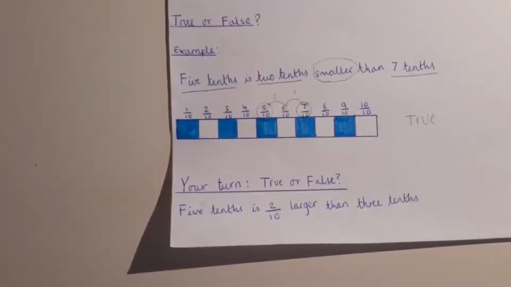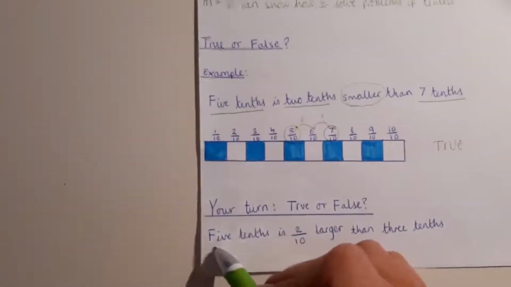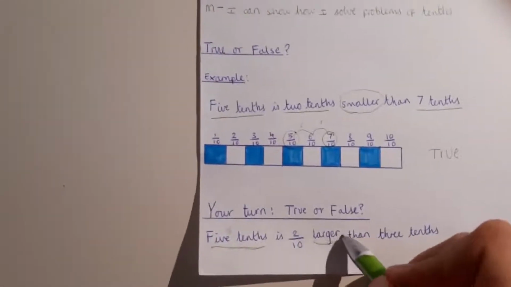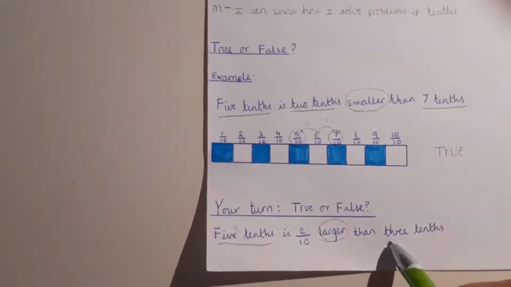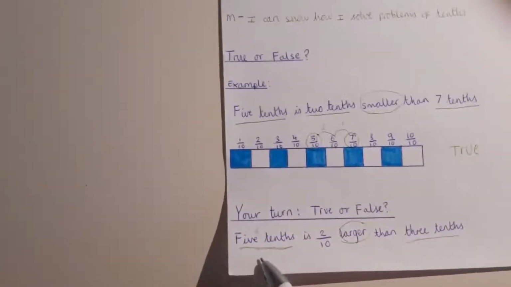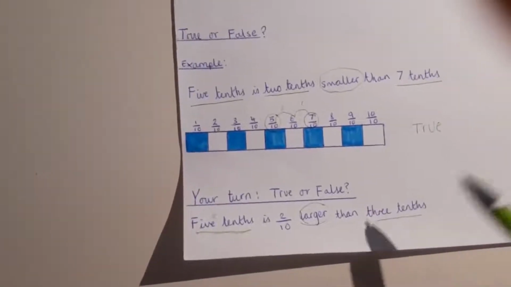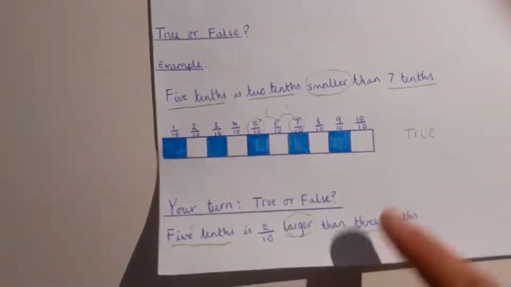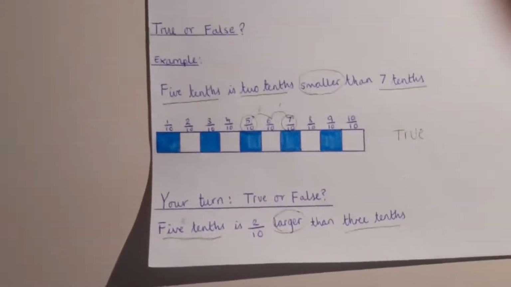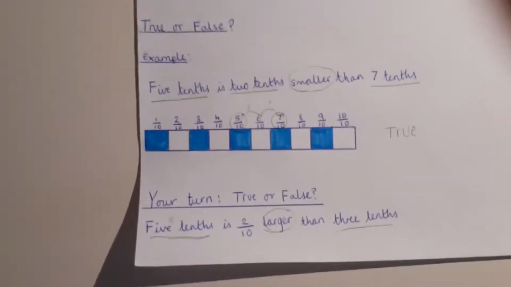So the really important words in that question are 5/10 is 2/10 larger than 3/10. So if you have a go at working that out using the same method that we used on the example question, pause this video, have a go at doing that and then press play once you think you've worked it out.